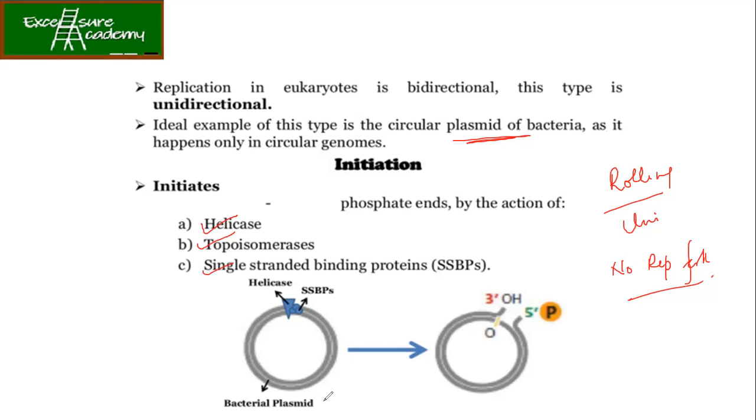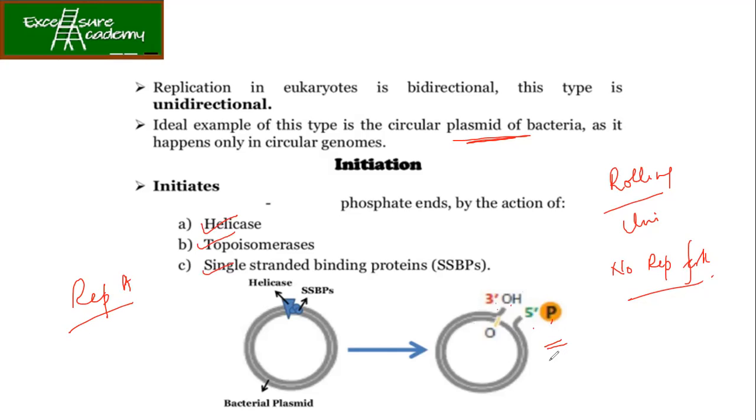Now let's see. This is a bacterial plasmid. You can see that you have got the helicase over there, topoisomerase is there, and single-stranded binding proteins are also there. How is this being started? There are certain proteins like Rep A, you must have heard. We have studied that replication A protein is there, which is starting over here. So what we see is that they make a nick. What will happen? You will get a 5' phosphate and a 3' OH end. It's clear, right?